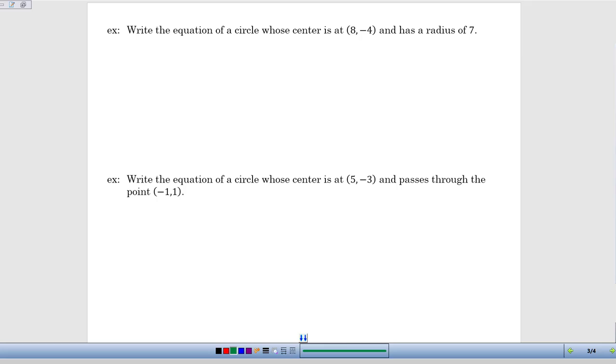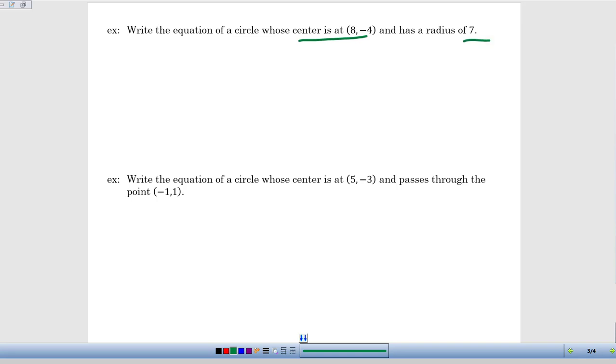Sometimes we're asked to work backwards from what we did in the example where we graphed in the previous video, where we're given some information about the graph of the circle, and we have to come up with the equation based on that information. So in the first example, we want to write the equation of the circle whose center is at (8, -4) and that has a radius of 7.